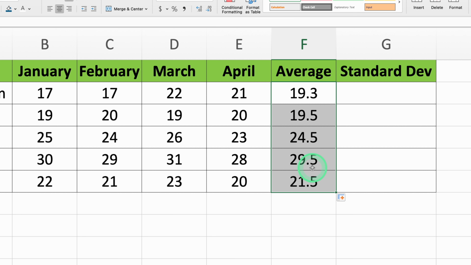Now that we've got our average delivery times, it looks like Speedy Sam is the fastest. But hold on. Being fast isn't everything. Let's see who's really the best by checking out the standard deviation.